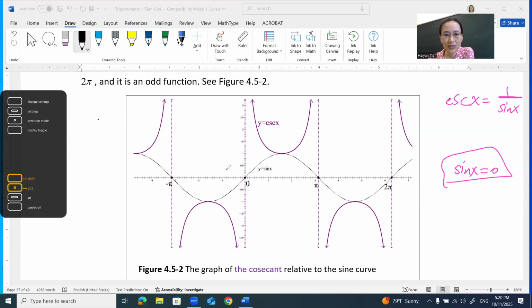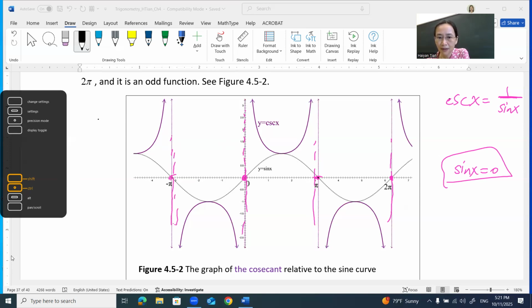So let's look at sine function. Here, whenever sine function is zero, you see at any multiple of pi, the sine function will be zero. So that's where cosecant function is undefined. So we just see those are the values. Those are the places we don't have a value for cosecant x.